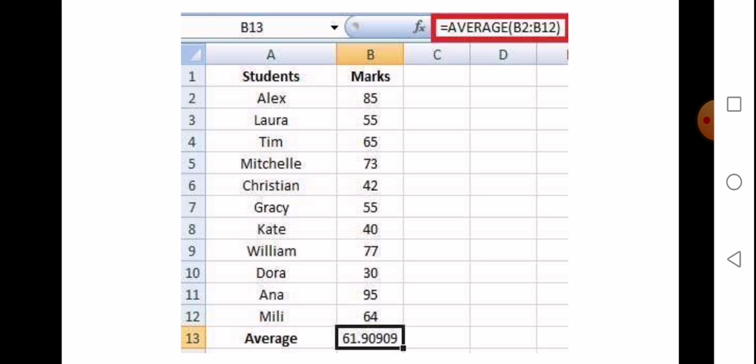So in the example here, we want to know the average of the marks obtained by the students. So we use the formula in Excel, that is equal to average, and drag and drop from B2 up to B12, and you can get the answer: we have the average of 61.90909.